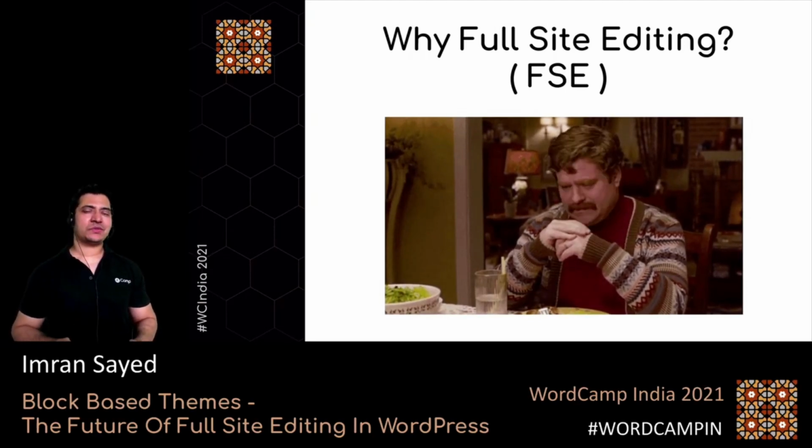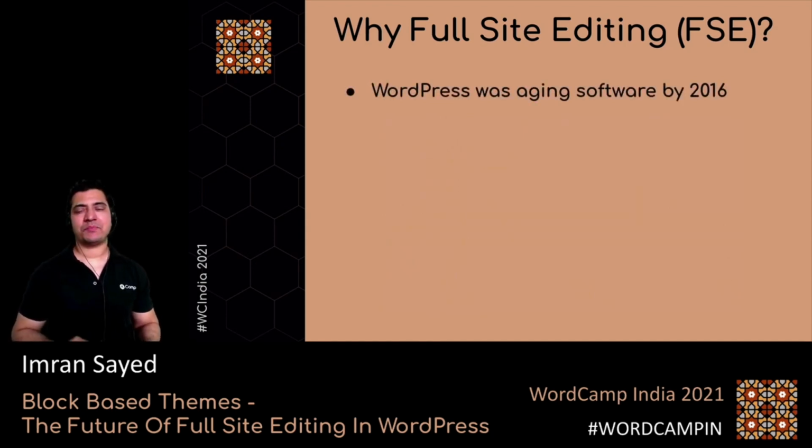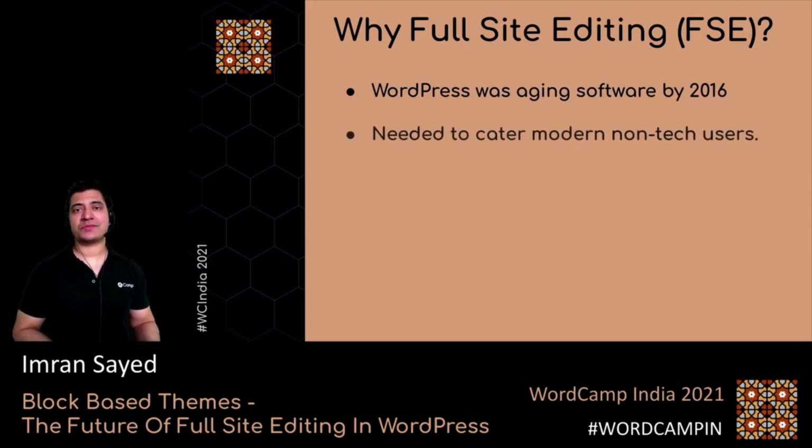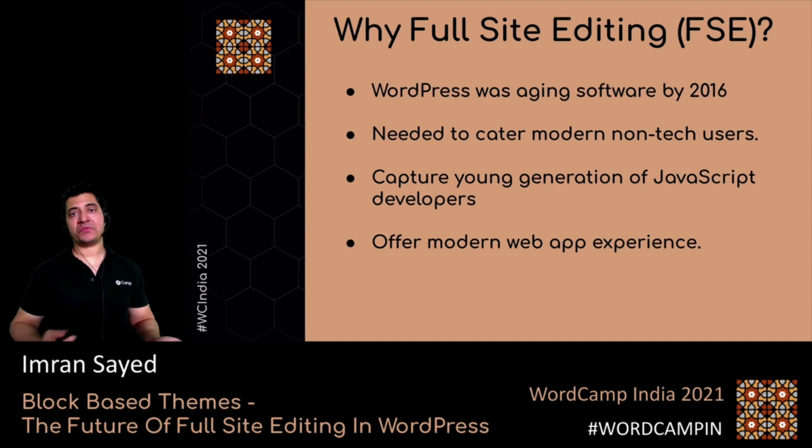To be honest, the Gutenberg project was never just about editing content. WordPress was an aging software by late 2016, and it needed to cater to the modern audience who may not be as tech savvy as the existing users. There has been an increase in interest in JavaScript amongst the younger generation of developers, and WordPress needed to capture that. WordPress needed an experience on par with modern web applications, and it had a lot of boxes it needed to check or face irrelevance.